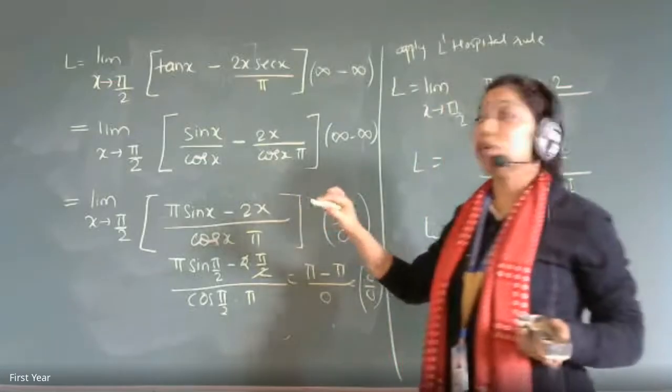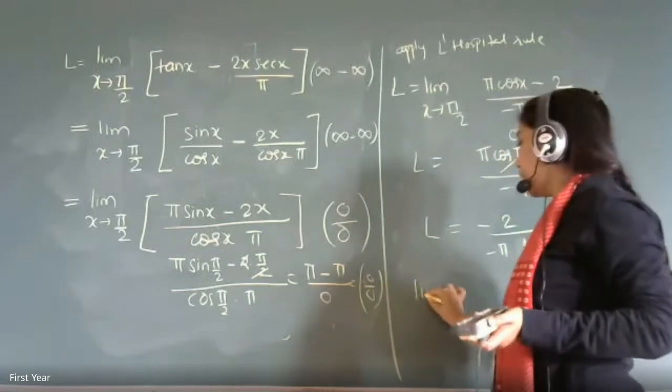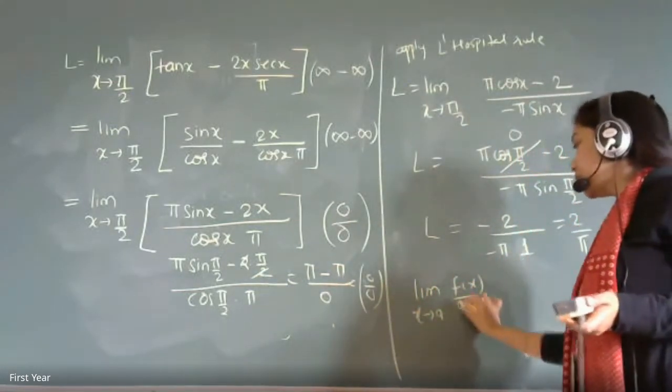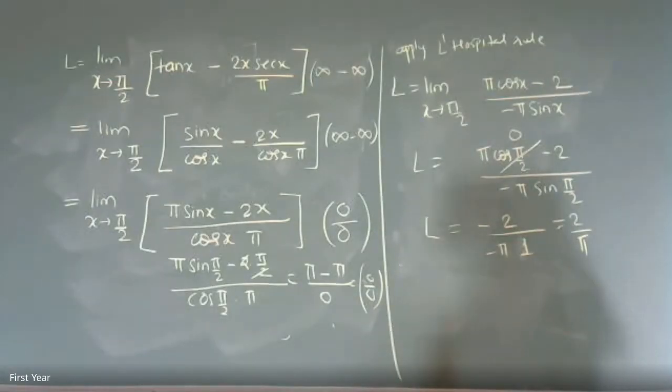What is L'Hospital's rule? L'Hospital's rule says that the limit as x goes to a of f(x) upon g(x) is f dash of a upon g dash of a. And that's why you have to take the derivative of the numerator separately and the derivative of the denominator separately.